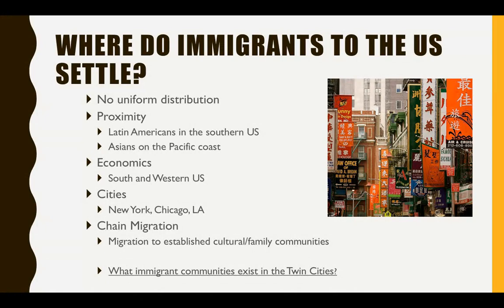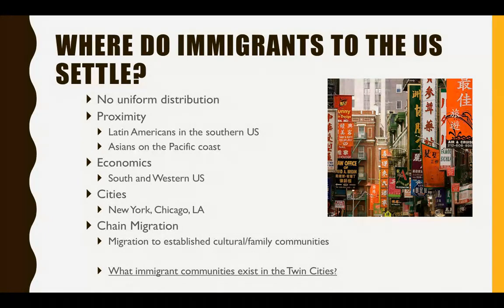We see a lot of people who immigrate to the United States from Asia settling on the Pacific coast. And so the same thing, all right? Not a whole lot of difference there when we look at proximity. Economics is a big one. We see that the job growth is primarily in the south and the west of the United States. So there's a lot more people that will follow or go to those places for jobs. Which plays into the third one, I should say here too, which is cities. Major cities, New York, Chicago, Los Angeles. We tend to see people migrate to those places because there are more jobs available.